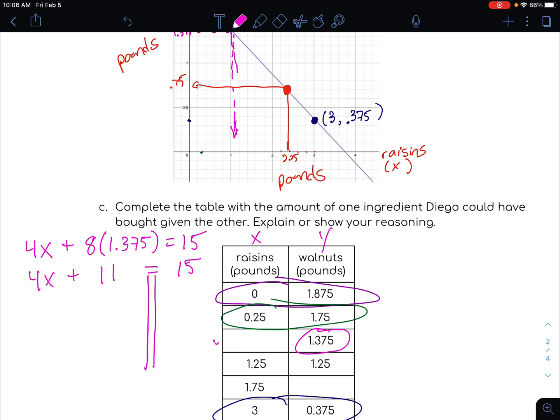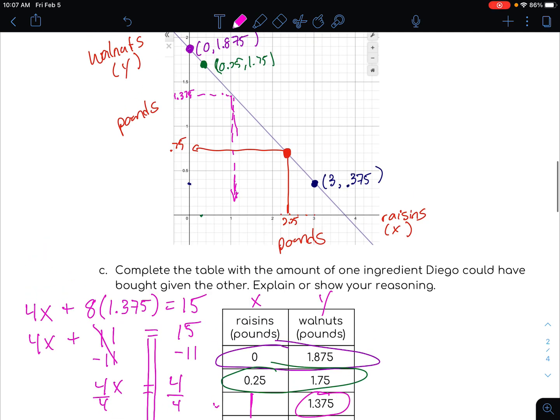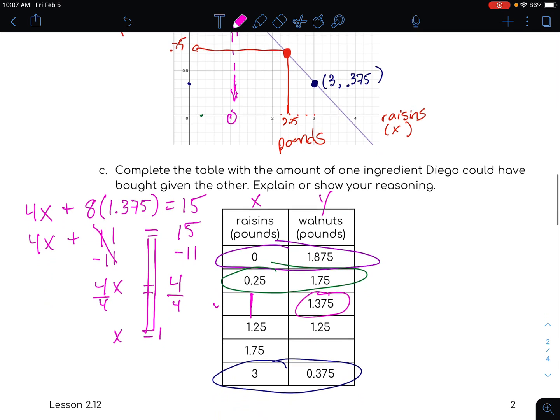All right, so now we're going to solve for x. We're going to work backwards. Two-step equation at this point. So let's undo addition by subtracting 11 from both sides. Bring down what's left. That's 4x equals 4. And then 4 times x we undo by dividing both sides by 4. I get x is equal to 1. So actually, yeah, it did turn out to be 1. So 1, 1.375. If I look here at 1 for my raisins and follow that up to the graph, yeah, that point right there where it matches up with the graph is 1.375. So that's a combination that works for pounds of raisins and pounds of walnuts.